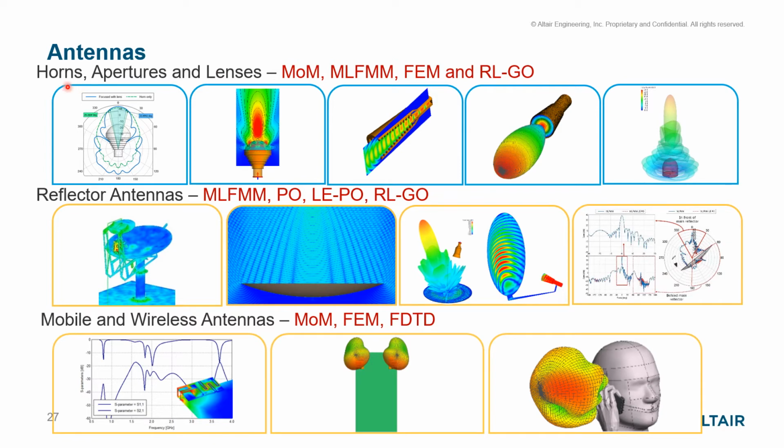Extending this further, for example, horn antennas and lenses, reflector antennas, this is where the asymptotic methods can come into picture. Even the lens antennas, for example, you can apply RLGO very effectively for lens antennas. Same thing with the reflector antennas, PO and LEPO and RLGO become very attractive in terms of computational power. When it comes to mobile and wireless antennas, method of moments can be used. FEM and FDTD also can be used based on the complexity of material.